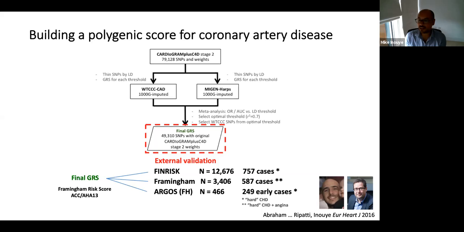But really just to say that this was one of the bigger ones at that stage, 49,000 SNPs built on top of the Illumina Metabo chip. And it was externally validated in some pretty large cohorts at the time. So FINRISK, about 12,000 individuals, a subset of the Framingham, which wasn't part of some of the initial GWASs, and another familial hypercholesterolemia study called ARGOS, which I won't go over here, but I'm happy to discuss offline.